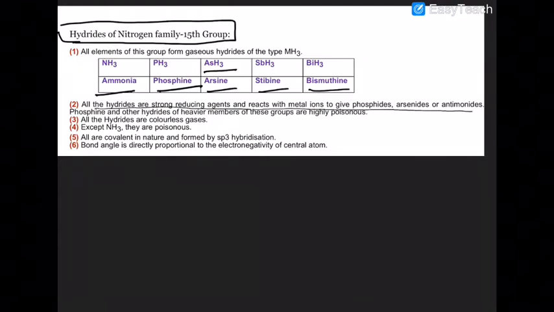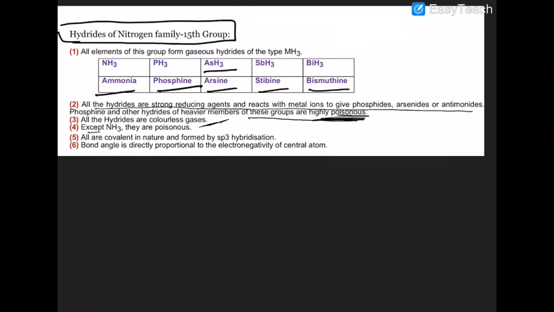All of them are able to form hydrides, and most important, all these hydrides are highly poisonous in nature. And more interestingly, all the hydrides are colorless gases.